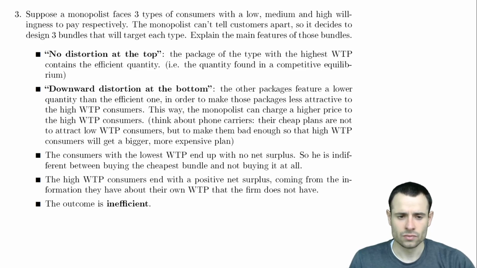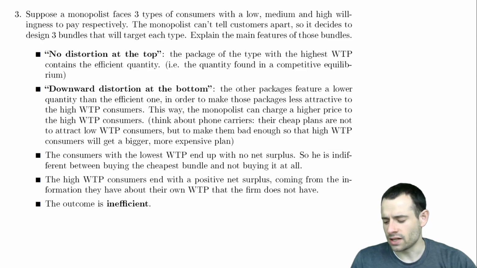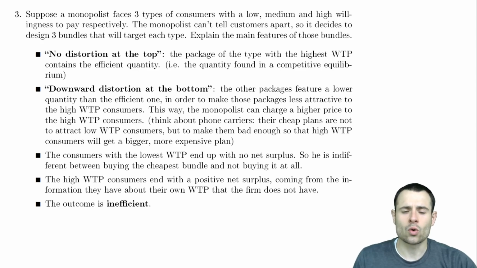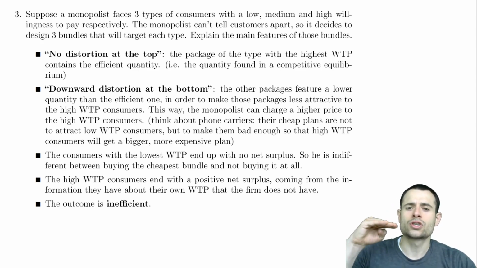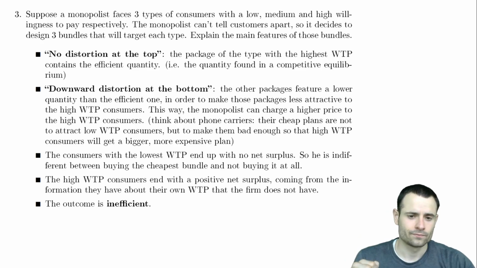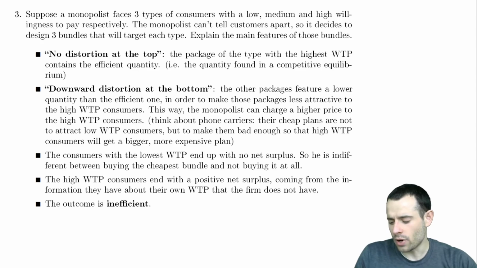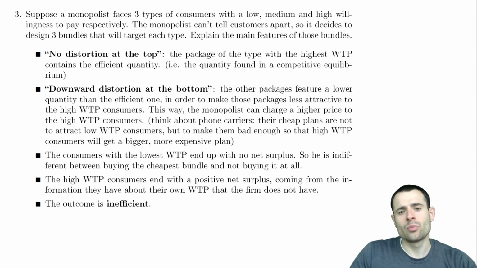The second feature is that every other package, so the bundles that target every other type of consumer, will feature a lower quantity than the efficient one. And the idea is pretty sneaky. The idea is to make those packages less attractive to consumers with a higher willingness to pay. This way, the monopolist can charge a higher price to consumers with a high willingness to pay because the other bundles are too bad.